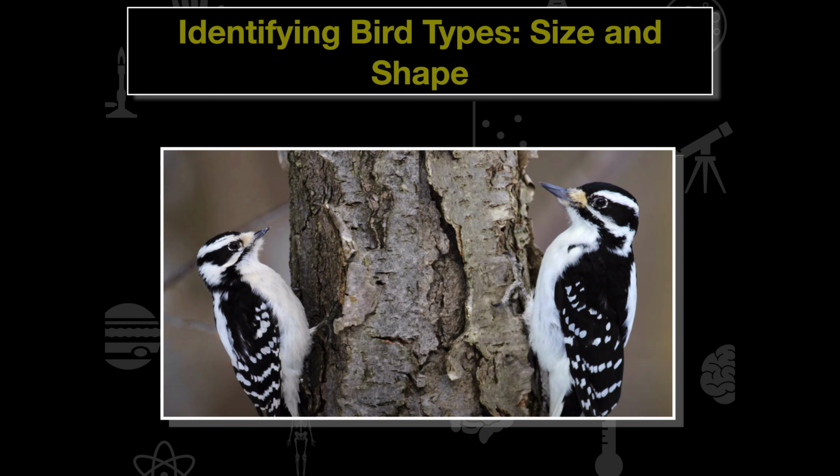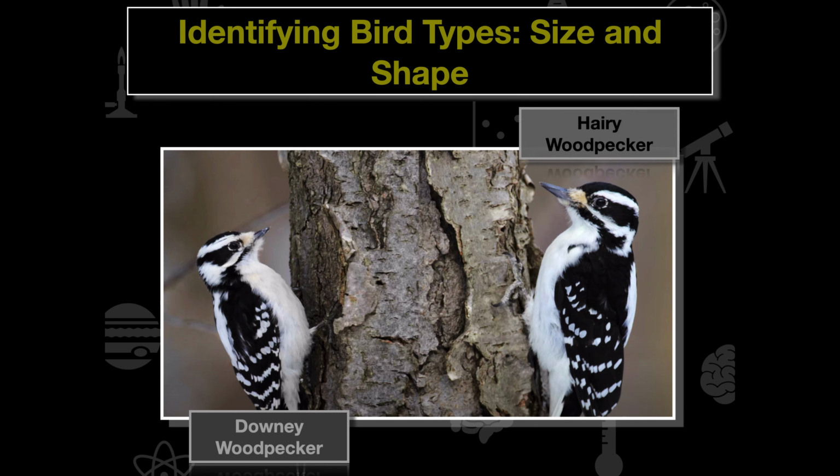So let's look at these two woodpeckers here. Now these two woodpeckers look very similar. I have a downy woodpecker and here I have a hairy woodpecker. Now how do I know that these two birds are different species when they look alike? Well, I'm going to compare their size and shape, and use that overall size and shape to identify the difference between the two.